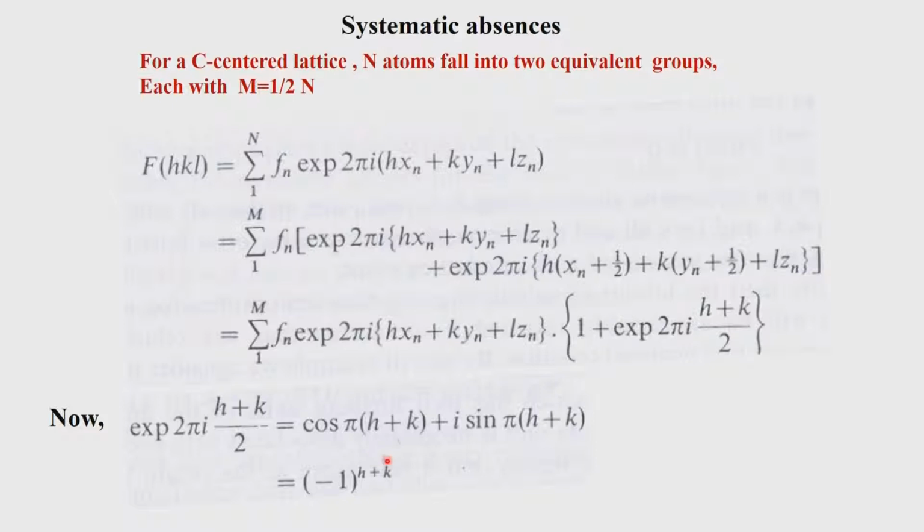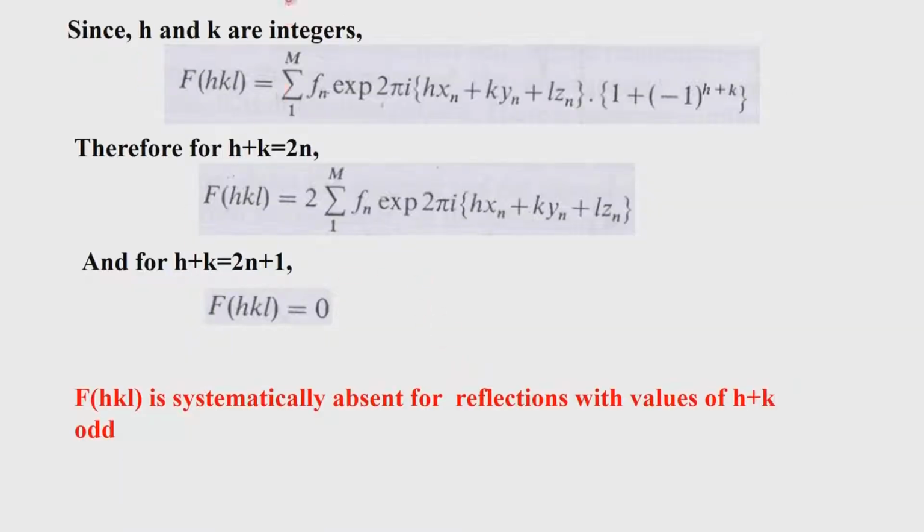So, the values of h and k will get restricted by this condition. How they get restricted is shown here. Since h and k are integers, F of HKL is equal to the sum from 1 to m of f_n exponential 2 pi i (hx plus ky plus lz) times 1 plus minus 1 to the power of h plus k. This is clear? Now, the value that comes up for an HKL reflection depends upon how this minus 1 to the power of h plus k is evaluated. So, we substitute different values of h and k.